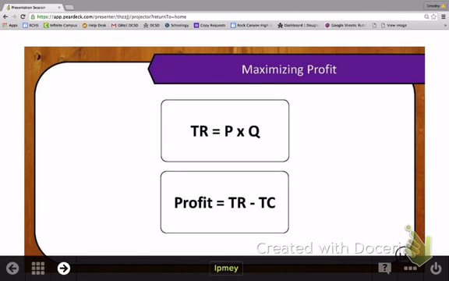The previous module defined economic profit as the difference between total revenue and total cost. And you see that defined here. Both total revenue and total cost are a function of the quantity of output. As more output is sold at a constant price, total revenue rises. But so too does total cost. The goal of the firm is simple. Find the level of output where the economic profit is the greatest, or maximized.